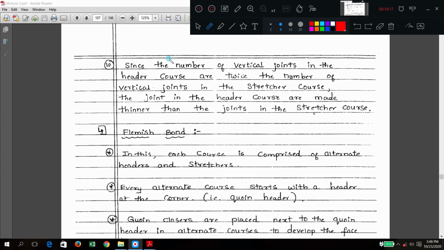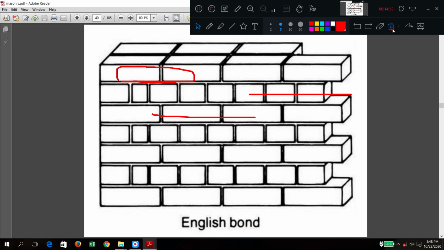So one more point is there. In stretcher course, the joints for header, sorry, I will explain here. This one, header course, stretcher course, the joints in the header course are made thin. Yes, I understand. Let me explain for you. Here they are telling that in header course, whatever joints you are placing as mortar, these are a little bit thin.